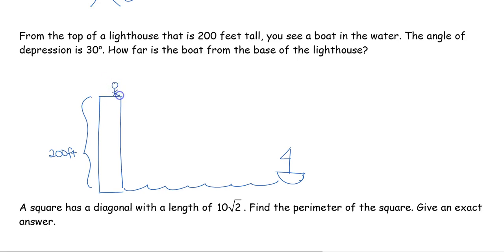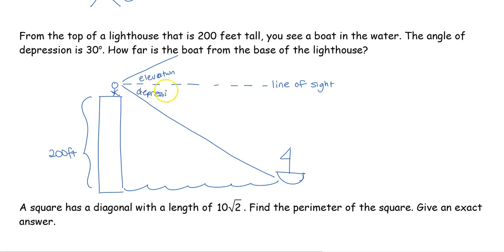So here's our person. When we have angle of elevation and angle of depression, which we're going to look at more closely at the end of the chapter, angle of elevation is from the line of sight. So here's our line of sight straight out. If we're looking up from there, it is elevation. And if we're looking down, it's the angle of depression. But all of these are based on the line of sight. So our angle of depression is 30 degrees.